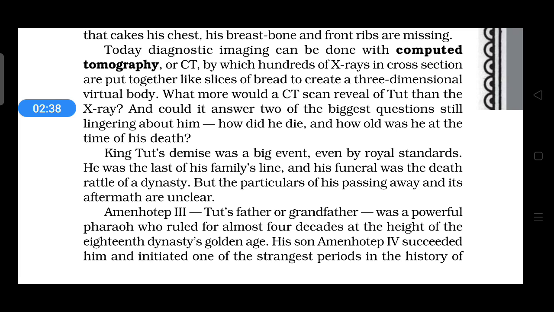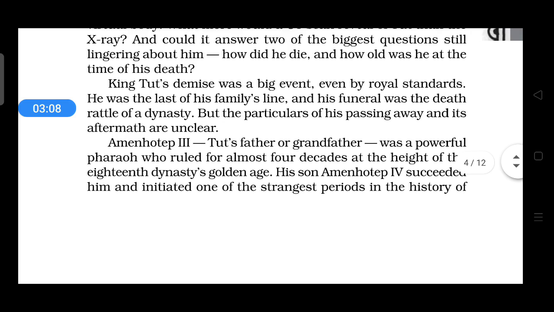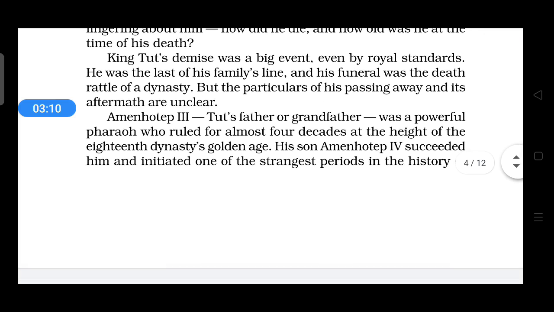King Tut's demise was a big event, even by royal standards. He was the last of his family line, and his funeral was the death rattle of a dynasty. But the particulars of his passing away and its aftermath are unclear. So he was the last one, and whatever information we are getting about his death from the historical record is unclear. That is why they are re-examining the mummy with modern technology. Now we are going to read about his forefathers.